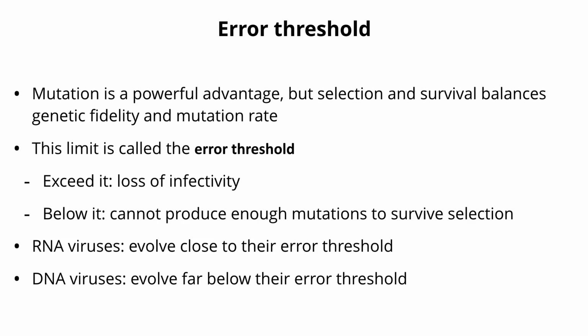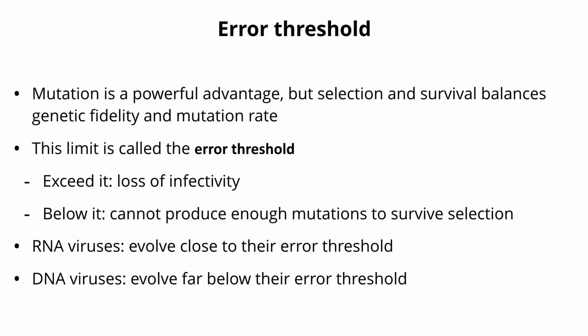In other words, the error threshold is a level of mutation, a number of mutations, say, per replication cycle. If you go over it, if you make too many mutations, you will lose infectivity. Conversely, if you go far below the error threshold, you don't make enough mutations to survive, you can't survive selection.